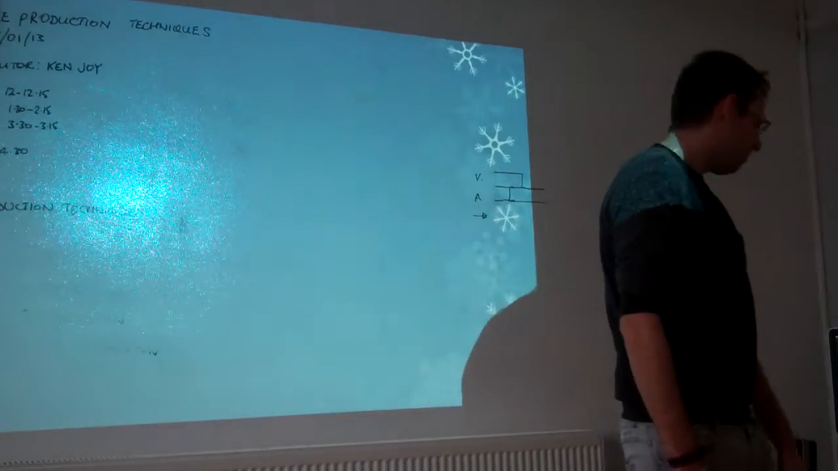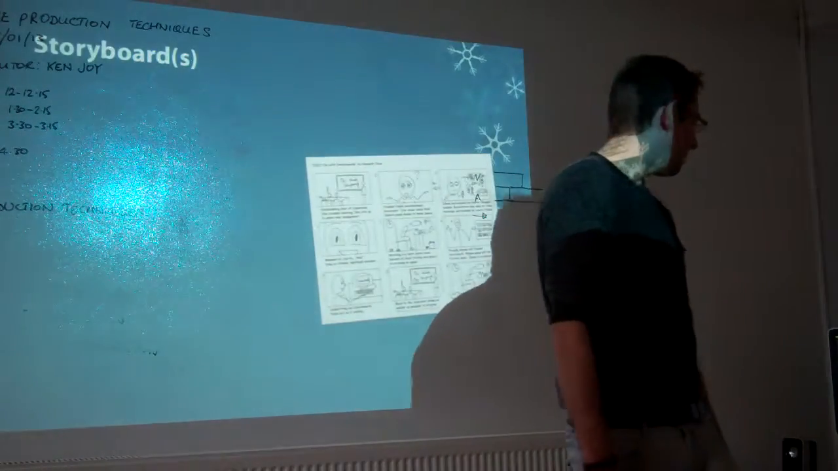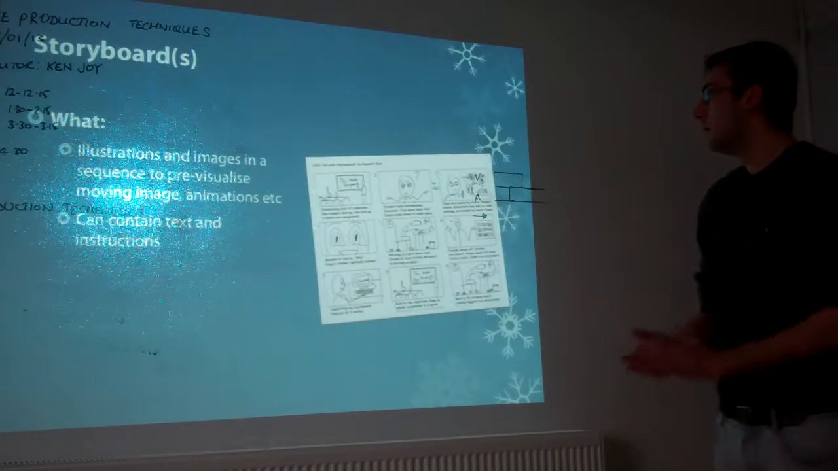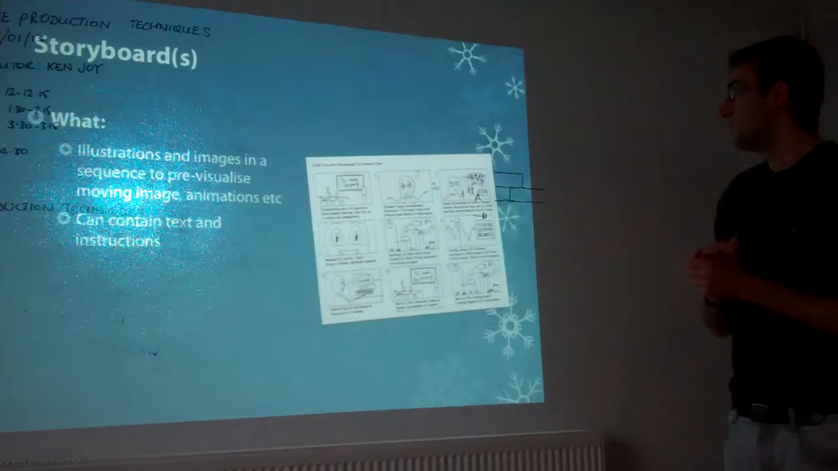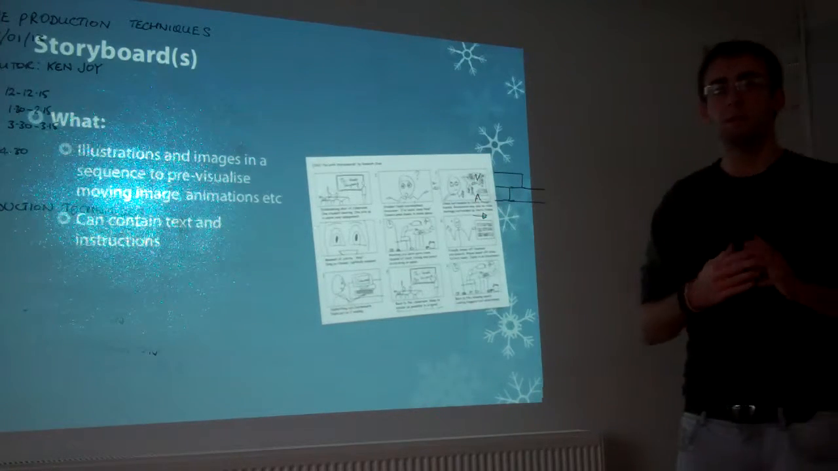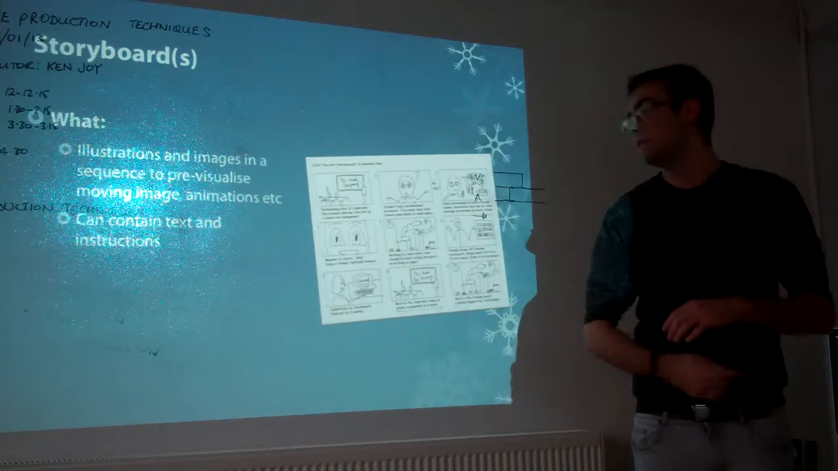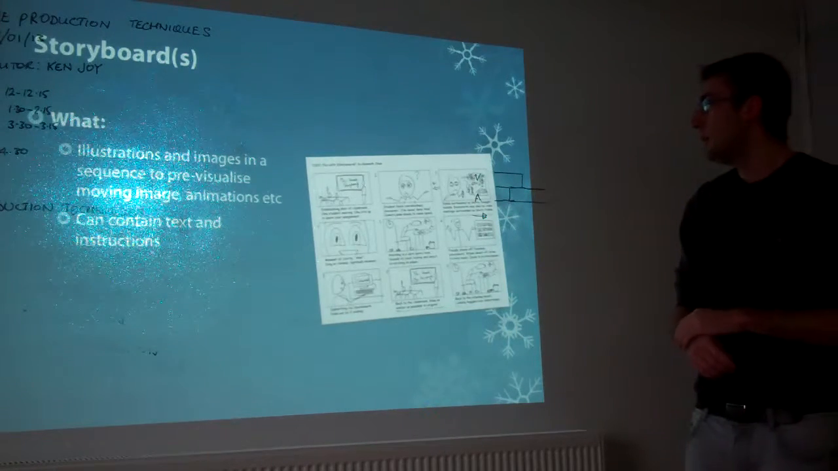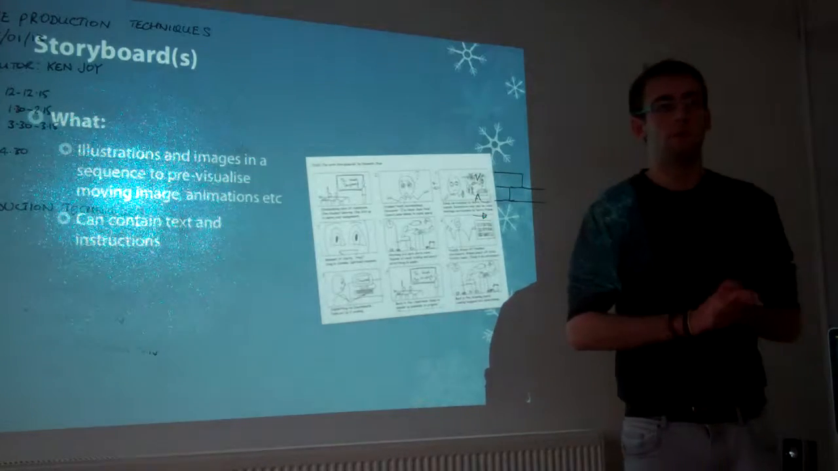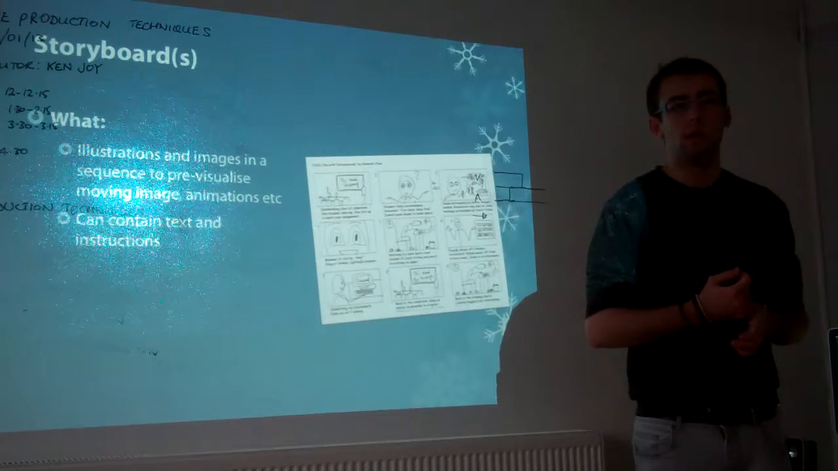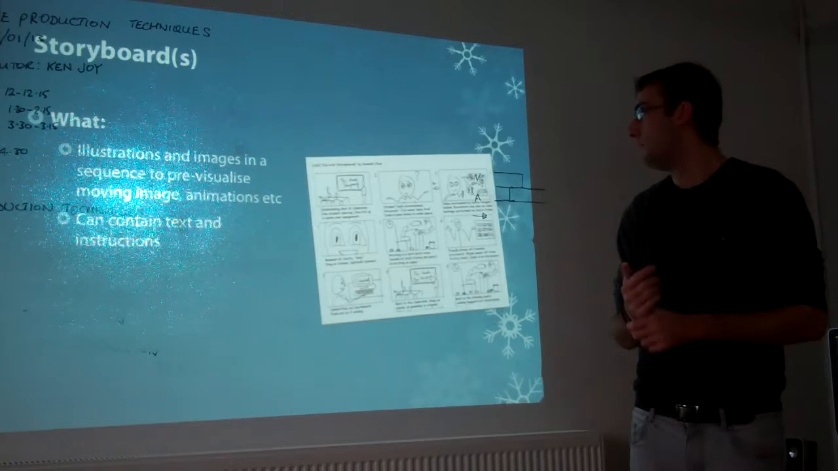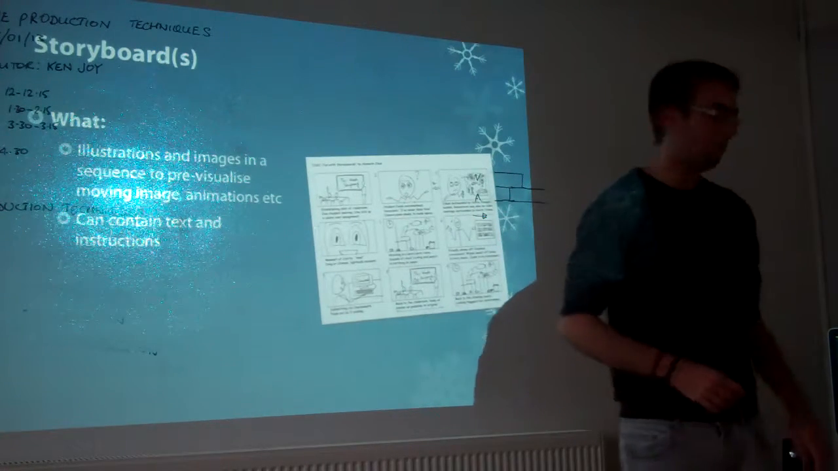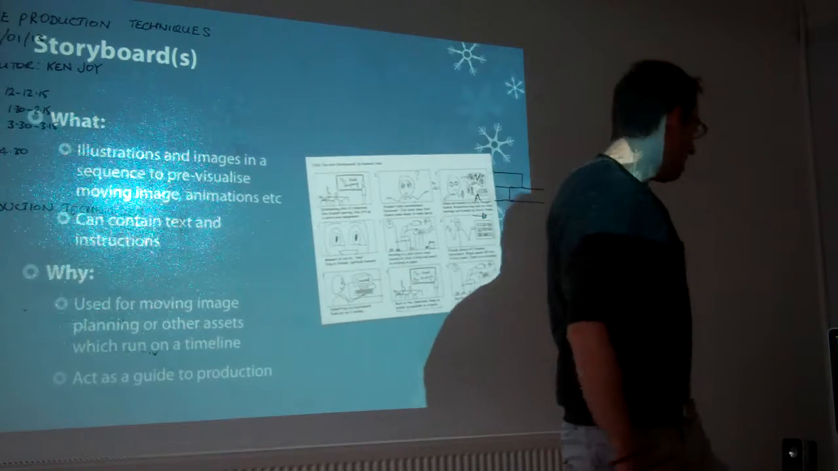And finally, storyboards, which are basically what you produce if you're doing something like motion picture or animations, and it allows you to pre-visualise what the moving image will be like. It contains all different types of instructions as well, camera angles, panning and locations. It contains text about what dialogue is going to be used, things like that.